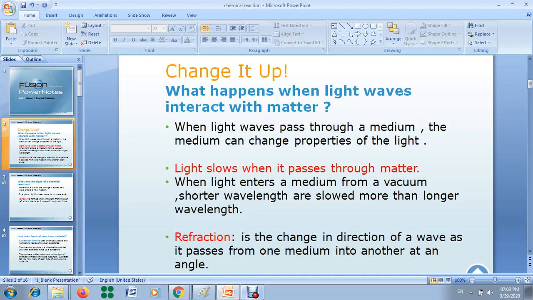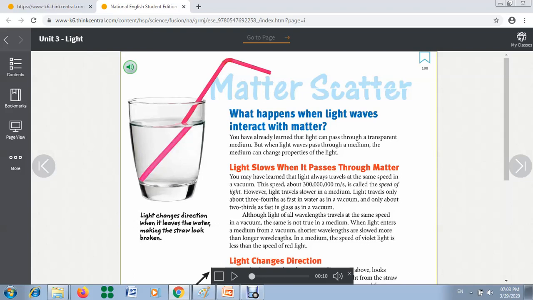To explain this, go to your book, page 100. You will find a cup of water here. It's a glass that has water inside it. Also, as you see, it has a straw. When you look at this straw, it looks like it's bent. Actually, the straw is not bent. Why do we see it as bent?